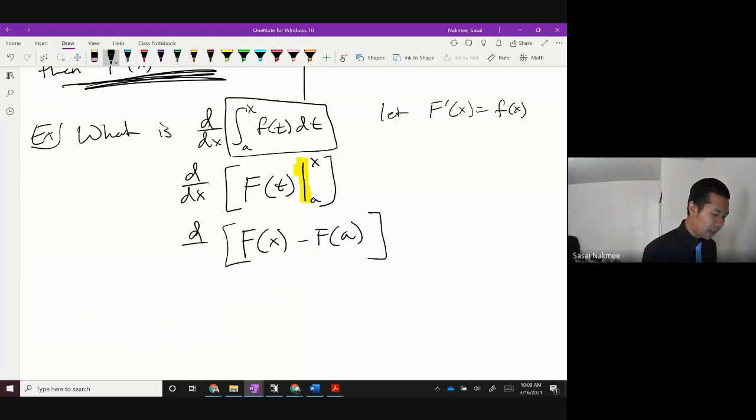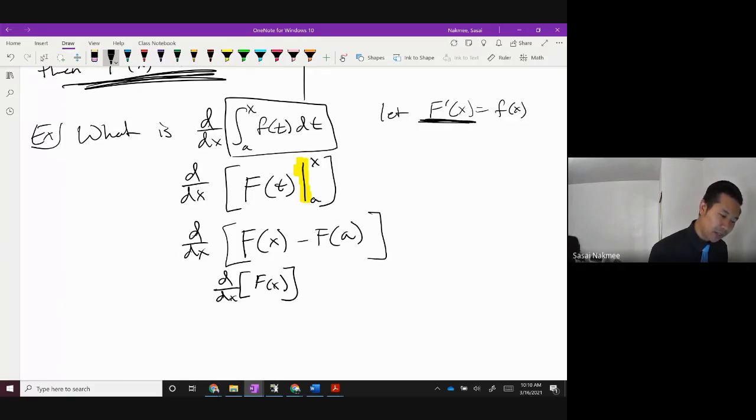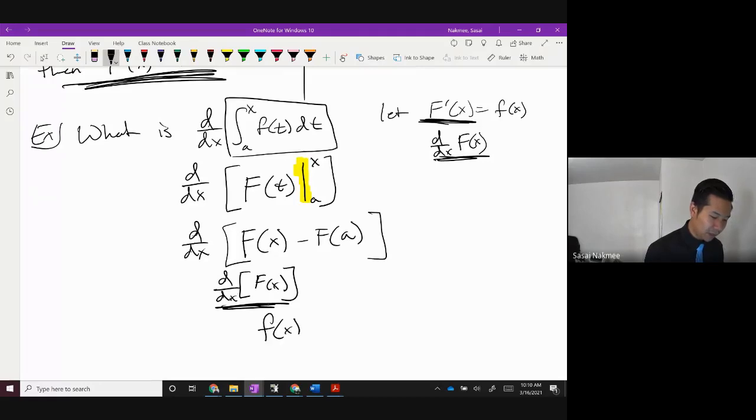And I need to go ahead and take the derivative of that. Now check this out. The derivative of capital F of x right here, that's what d/dx of F of x is. That's this guy right here, and we found out that this is just going to give me f of x.